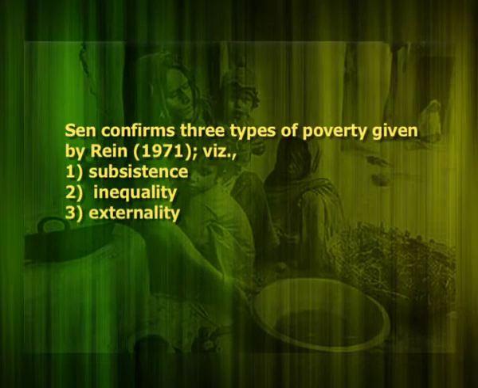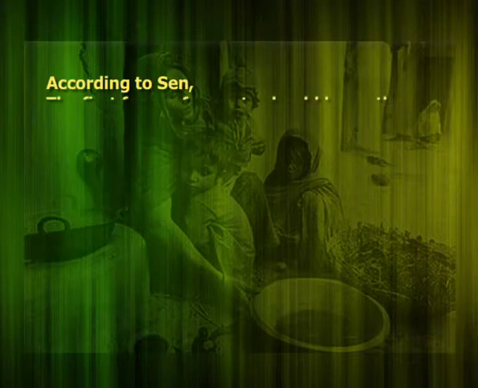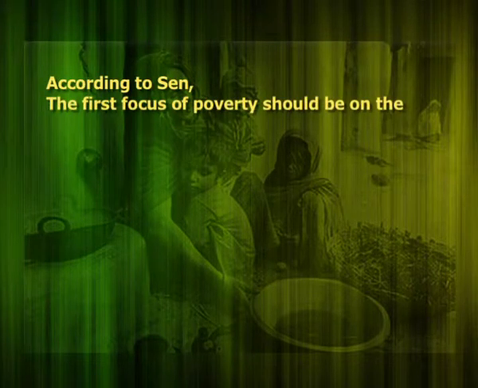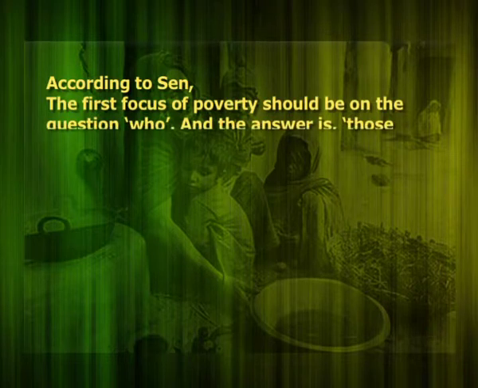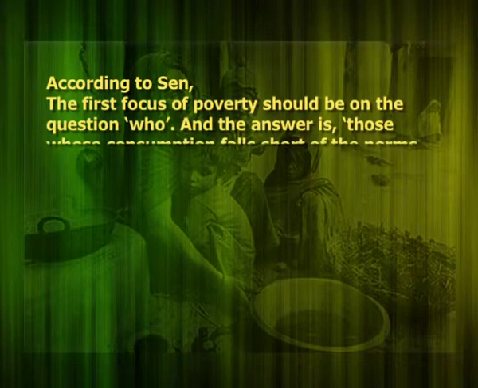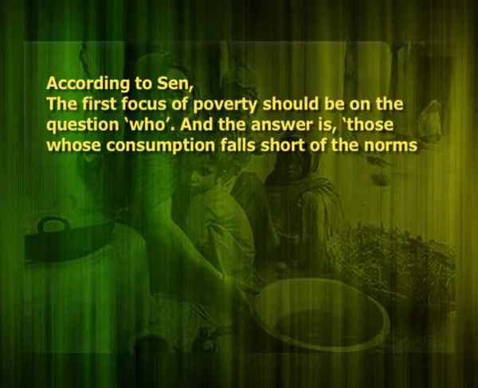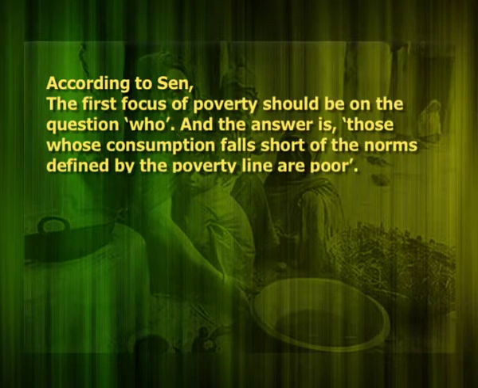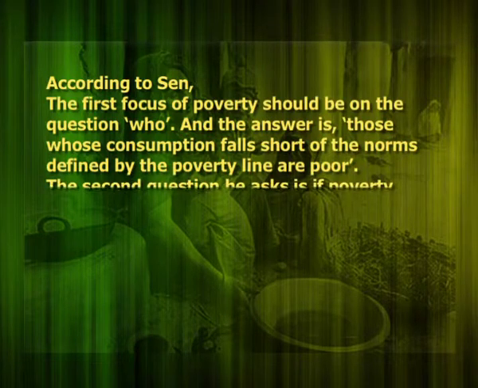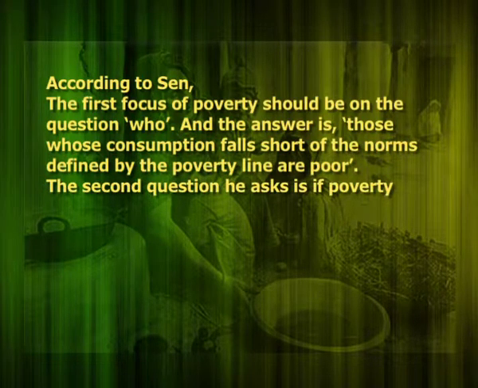Sen confirms 3 types of poverty given by Rein in 1971. That is, the first one, subsistence, the second one, inequality, and the third one being the externality. According to Sen, the first focus of poverty should be on the question who, and the answer is those whose consumption falls short of the norms defined by the poverty line are the poor.